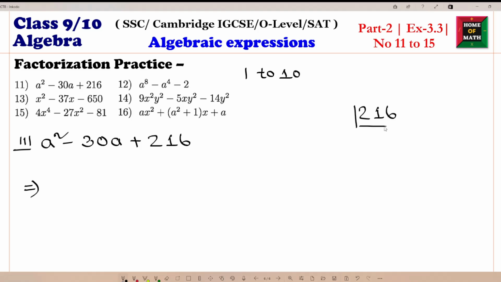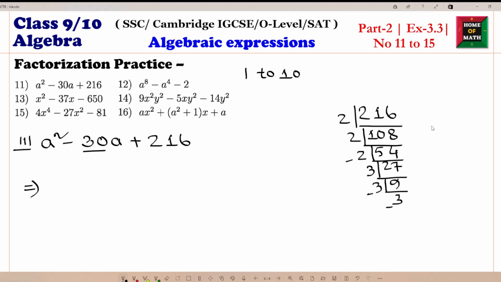First we can divide by 2, so here is 108. Again divide by 2, so here is 54. Divide by 2, 27. Then again divide by 3, so 9. Then 3 and 3. So we should make 30. How? Look, here is 3 and 3, 9.